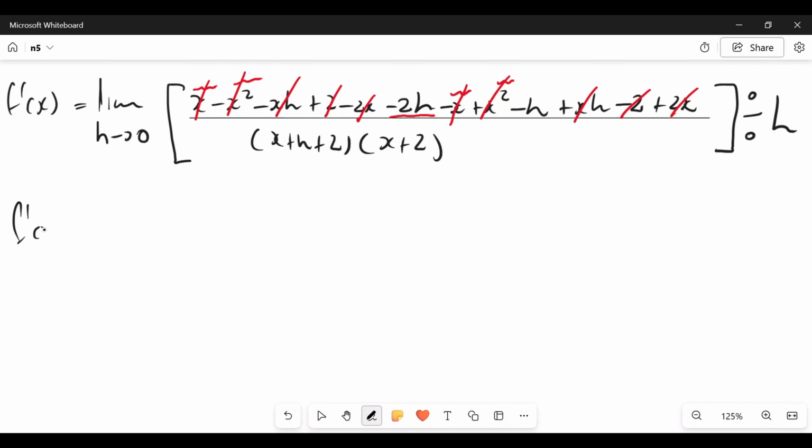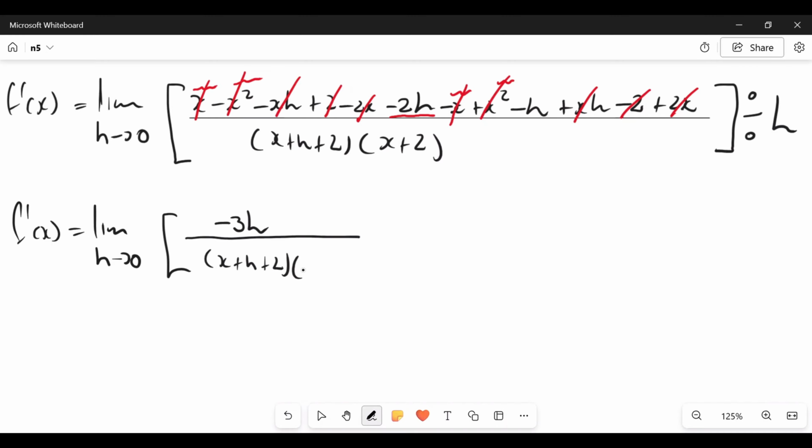f'(x) equals the limit as h approaches 0. On the numerator, we'll be left with negative 2h and negative h, divided by (x + h + 2) multiplied by (x + 2). Let us not forget we close the bracket there, and then we divide by h.